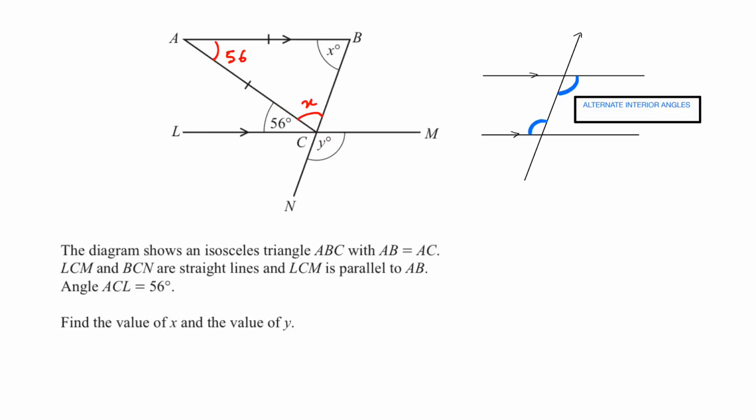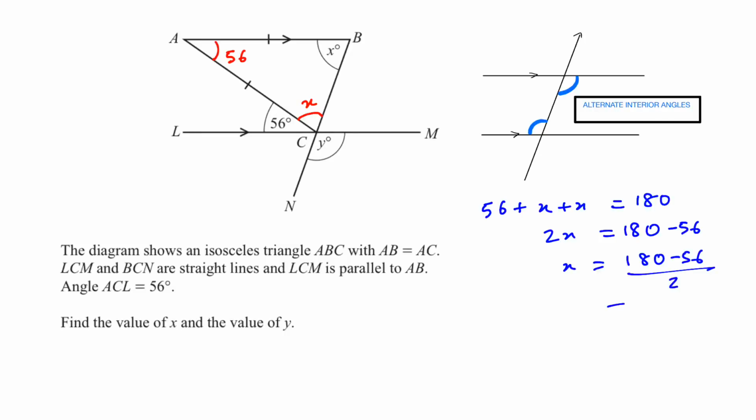To find X, you know that the sum of the three angles is equal to 180, right? Therefore, 56 plus 2X is equal to 180. 2X is equal to 180 minus 56. And X is equal to (180 minus 56) divided by 2, which is 62 degrees.